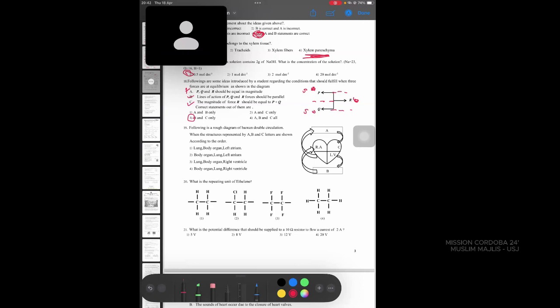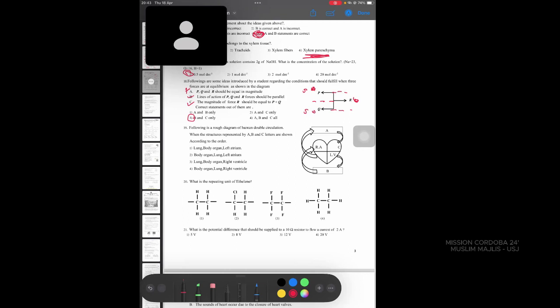Answer number 3. Following is a rough diagram of human double circulation. This is very easy now. Tell me what is A? A is the lungs. Very good. Then what is B? Body organ.